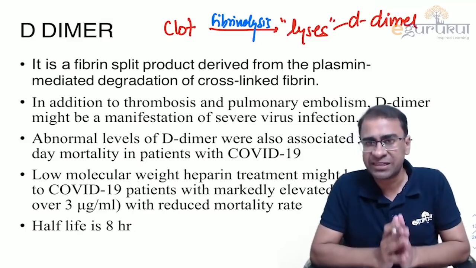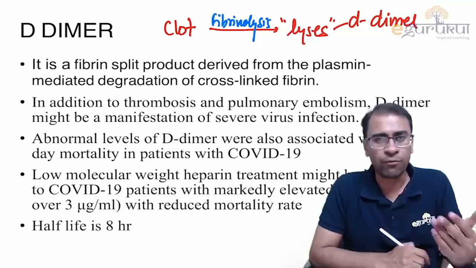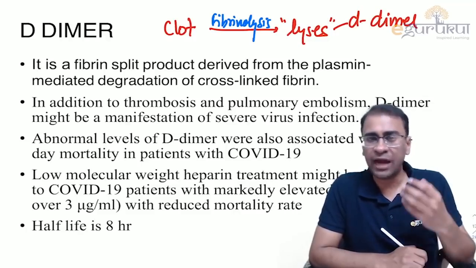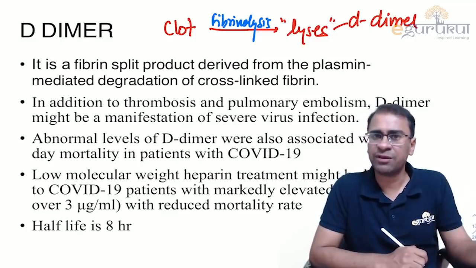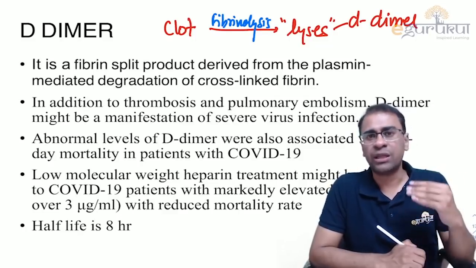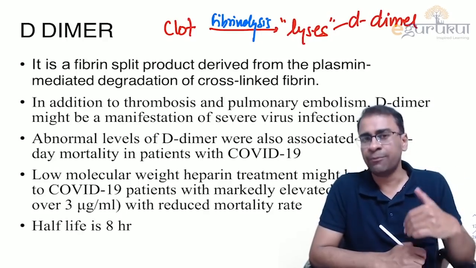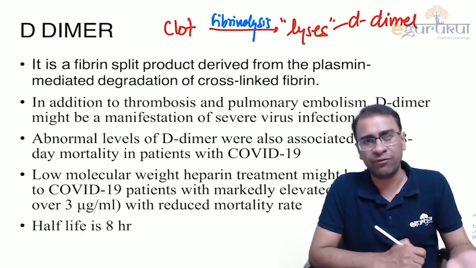So D-dimer is basically an indicator of clot activation. I told you very clearly why a clot forms: because of the endothelial damage occurring around the alveolar capillaries. That is causing the activation of clot, and the clot is getting lysed by the fibrinolysis pathway. That is how the patients have high D-dimer. The more the immune activation, the more the endothelial injury, and that is when the patient has more and more D-dimer.